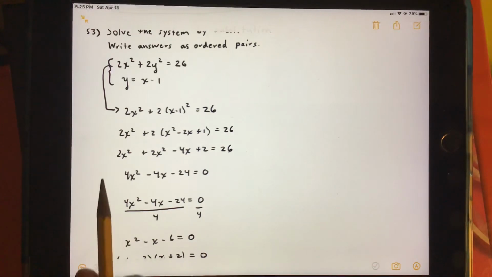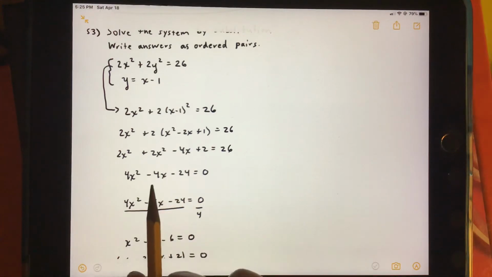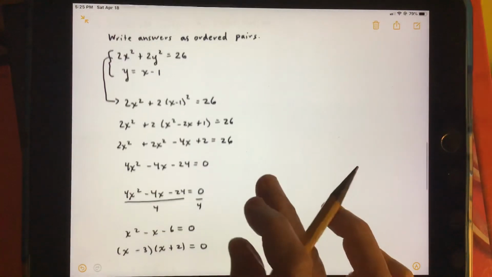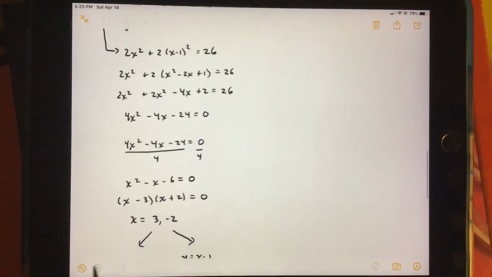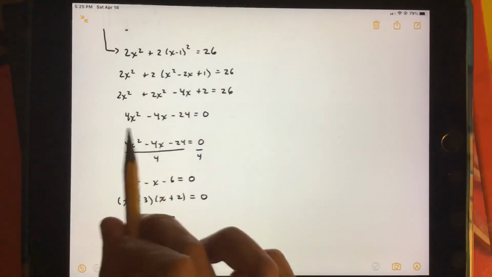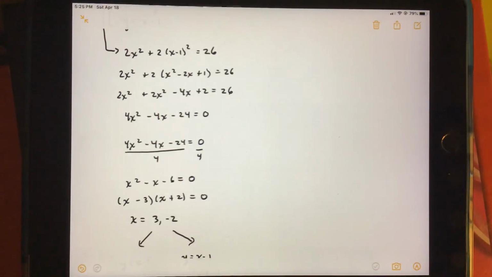Then combine like terms. My 2x squareds combine to make 4x squared. My minus 4x comes down, and 2 minus 26 is -24. So I have a quadratic trinomial here equal to 0. It looks like factoring might be a good choice to make at this point. I am noticing that these all share a common factor of 4, all three of these terms. So I'm going to divide both sides by 4 as a first step.